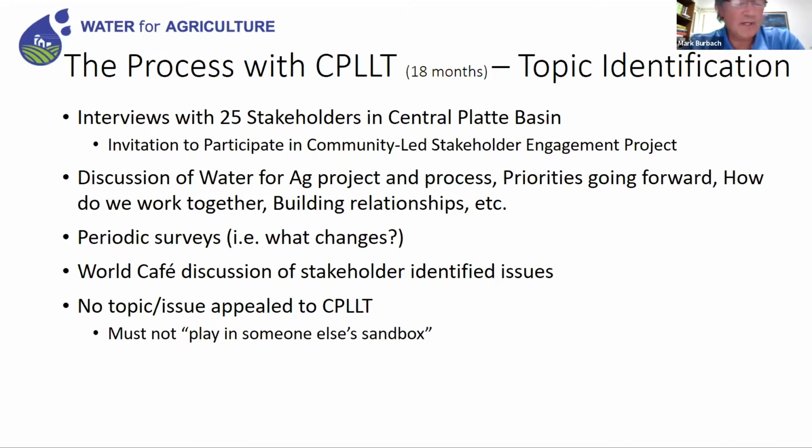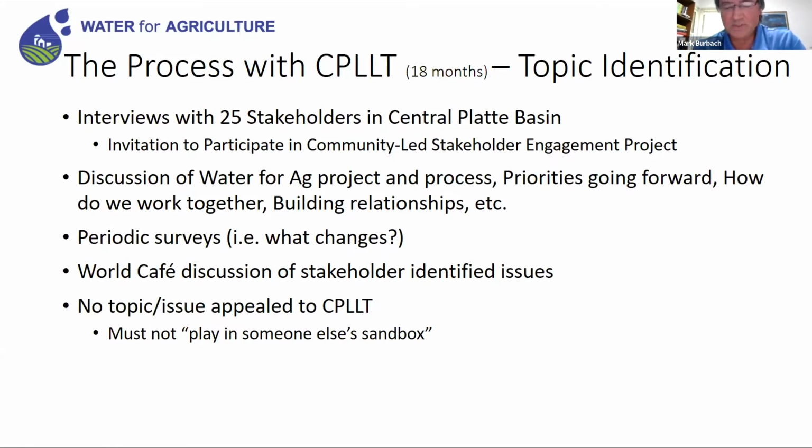Nitrate in groundwater, those agencies are tackling that. There's the issues related to integrated management plans, so agencies, those are other sandboxes. So we regrouped a little bit and said, okay, well, these aren't the ones you want to address. What do you want to work on?